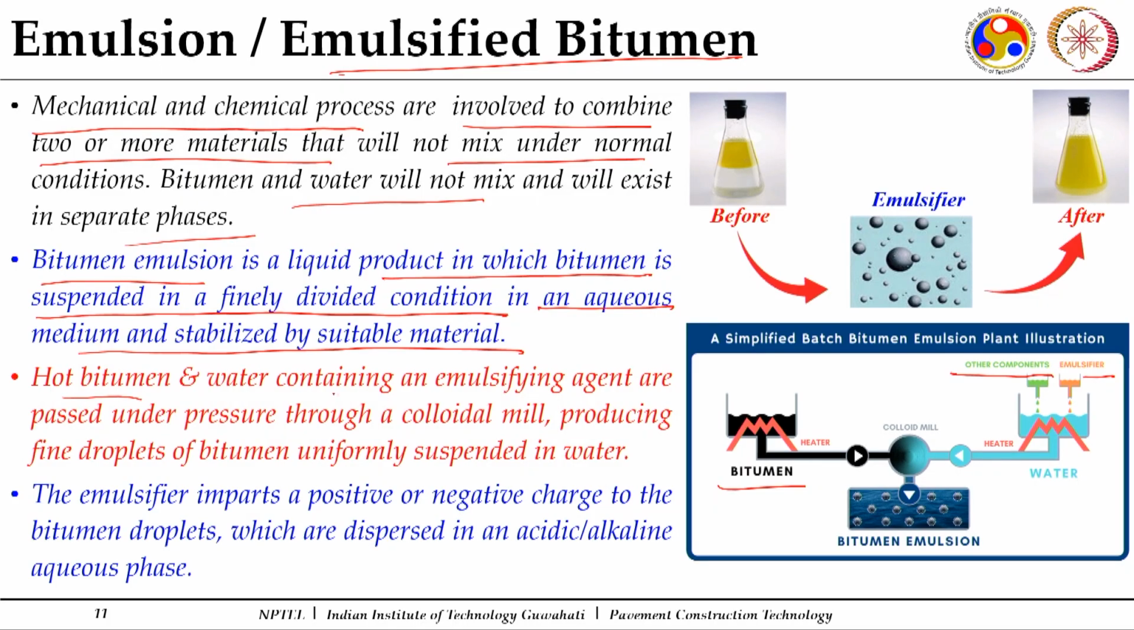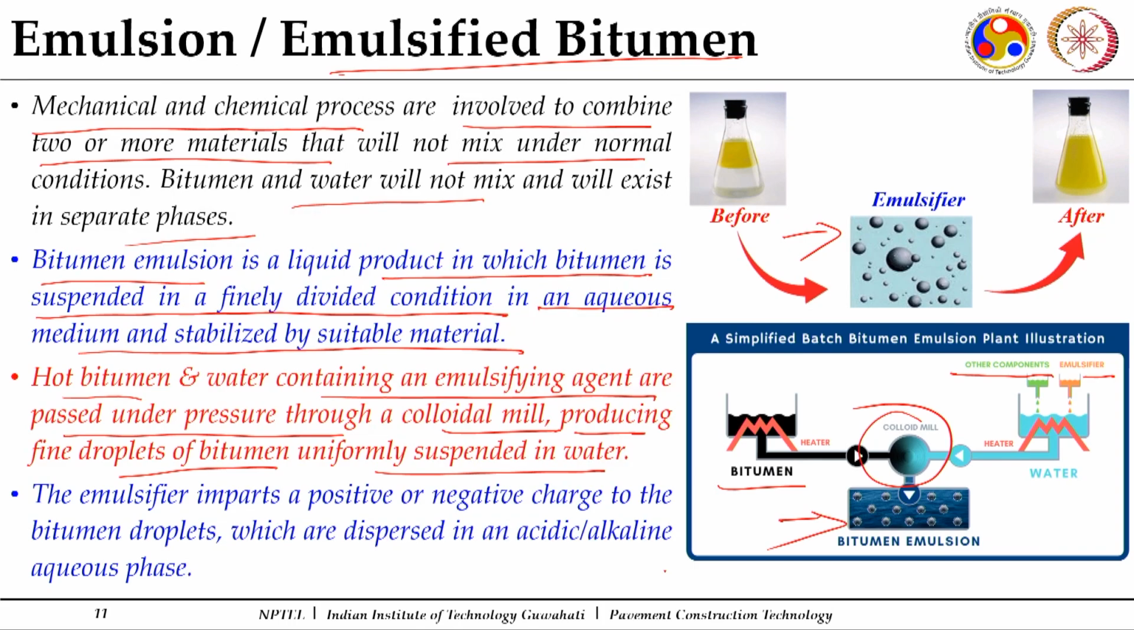So, hot bitumen and water containing an emulsifying agent are passed under pressure through a colloidal mill. This is a colloidal mill producing fine droplets of bitumen uniformly suspended in water. This is how it gets suspended. This is how a bitumen emulsion is made. So, the emulsifying agent which we use can impart a positive or a negative charge. If it imparts a positive charge, it is a cationic emulsion; if it imparts a negative charge, it is an anionic emulsion, with the bitumen droplets dispersed in an acidic or alkaline aqueous phase.